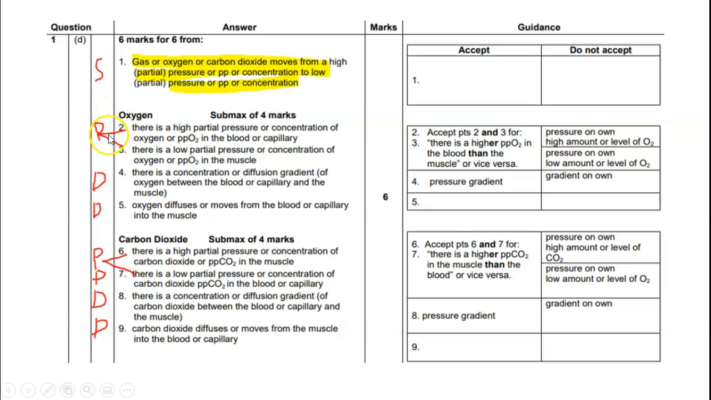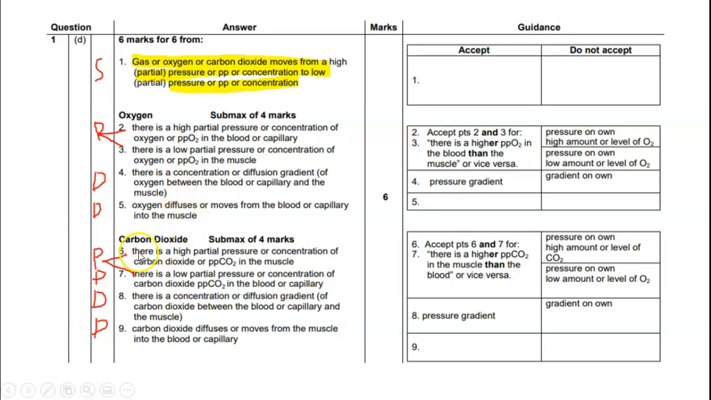The next bit is you then need to split your gases up. So you've got oxygen here, and what they've done there is talked about high PPO2 in the blood, so low PPO2 in the muscle. This causes an oxygen diffusion gradient, so oxygen diffuses from the blood into the muscle.